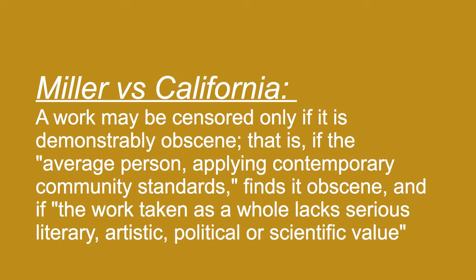But what is famous for us is this particular court case called Miller versus California. And basically the court ruling is that a work may be censored only if it is demonstrably obscene. That is, if the average person applying contemporary community standards finds it obscene, and if the work taken as a whole lacks serious literary, artistic, political, or scientific value. And this ruling actually protects the artist to be able to make whatever they want. It gives the artist a lot of freedom to make artwork.